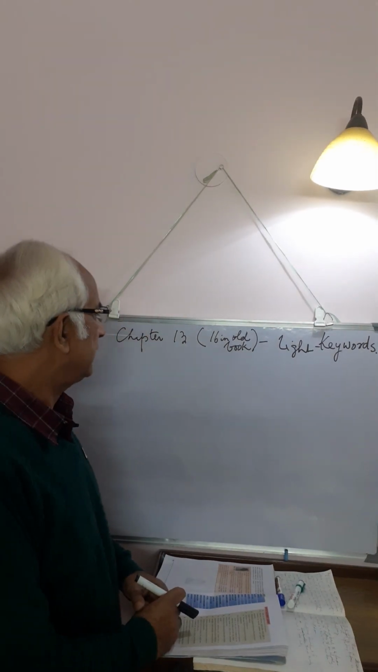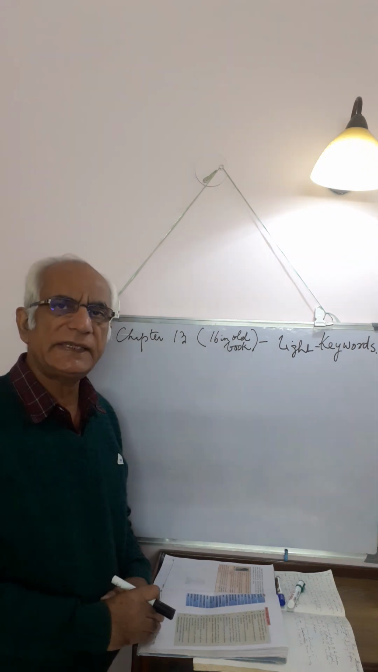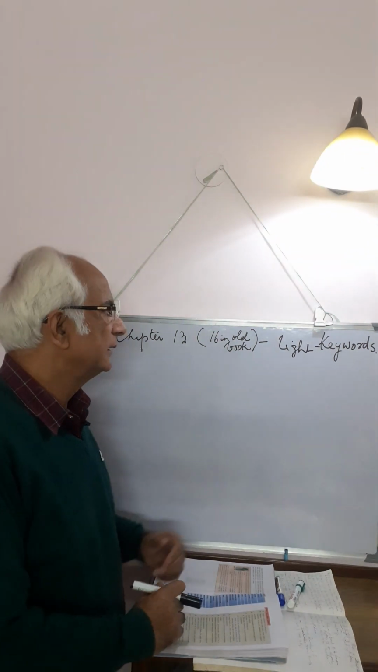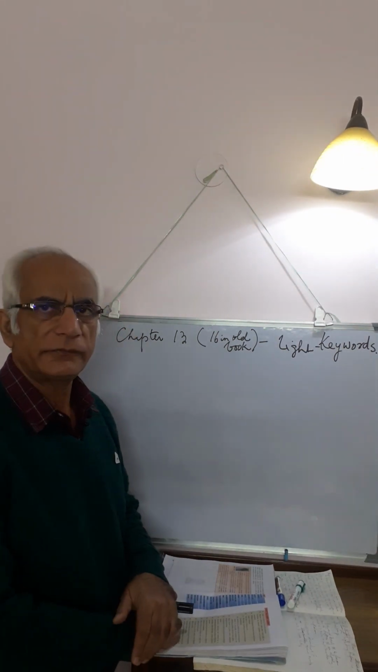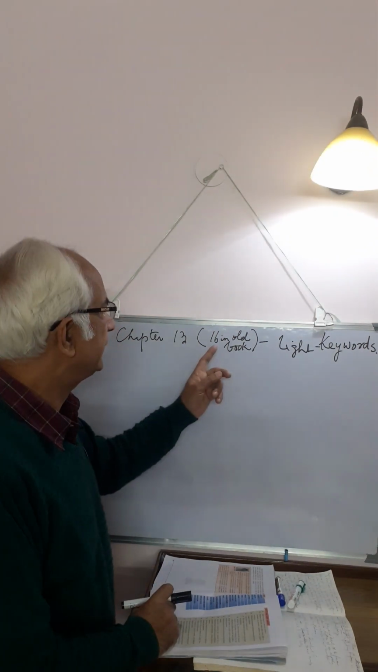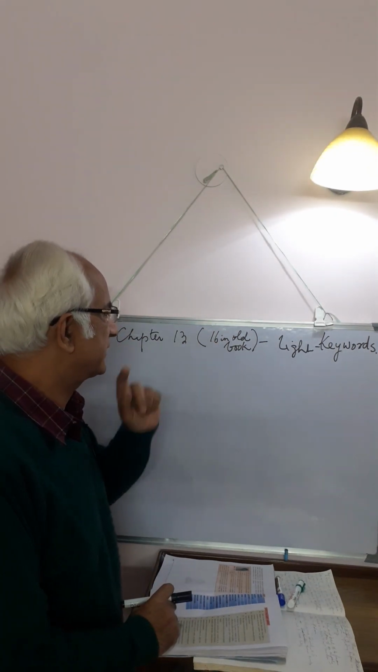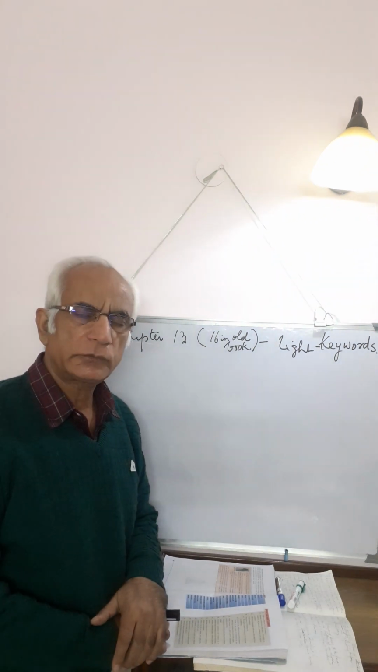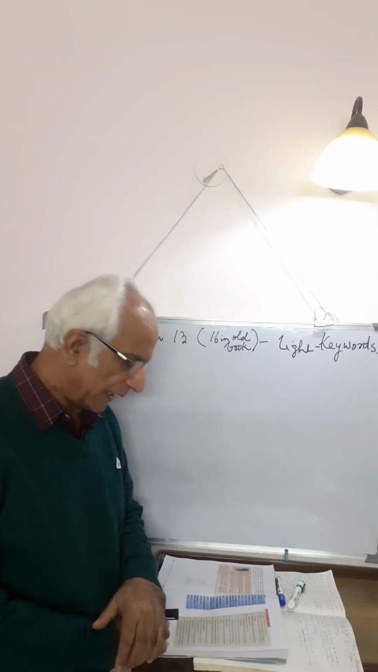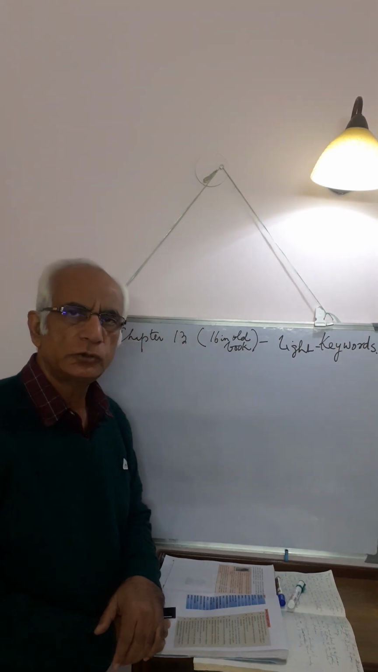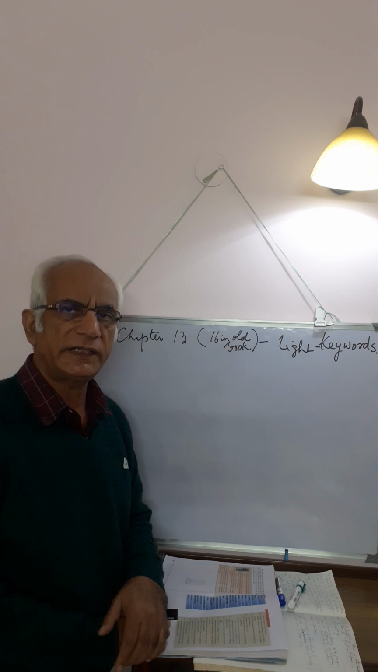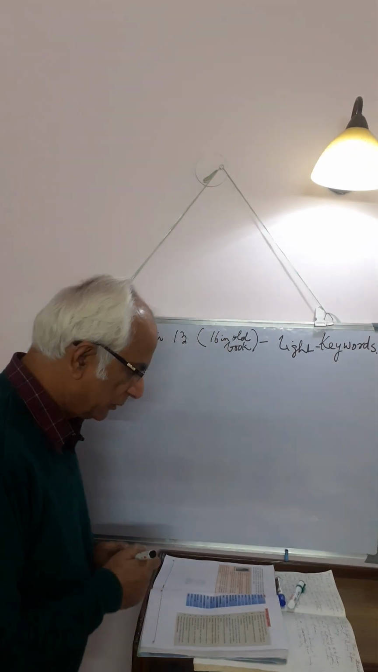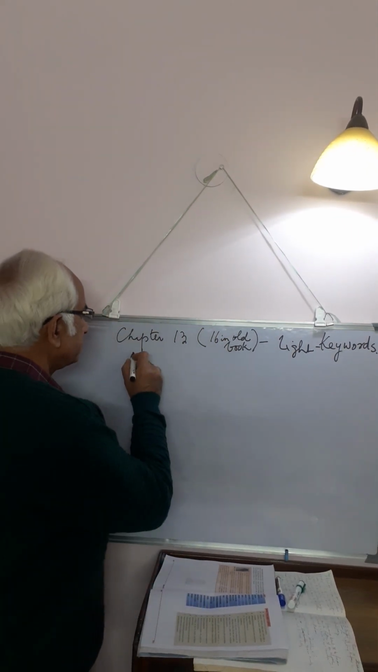So today we'll try to learn the keywords of chapter 13. The title is light. If you have the old book, there the chapter number is 16. In new book it is 13. So what we'll do, we'll pick up few words. I think there are about 18 words. So we'll see how many words we can do in one video. I'll try not to make it a very long video. So let's come to the first word.